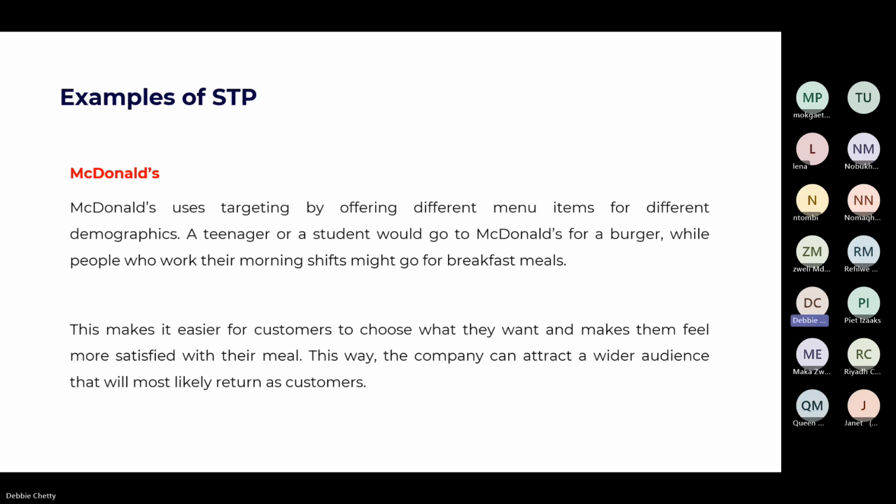Okay, here you have McDonald's. Now, McDonald's uses targeting by offering different menu items for different demographics. So, for example, a teenager or student will go to McDonald's for a burger, while people who work morning shifts might go for a breakfast meal. This makes it easier for customers to choose what they want and makes them feel more satisfied with their meal. This way, the company can also attract a wider audience that will most likely return as customers. So, of course, if they have what the business wants, then they will return as customers.